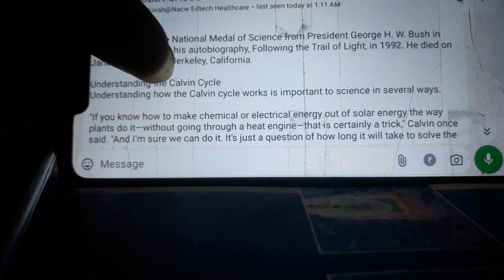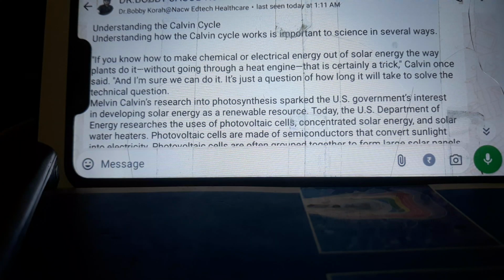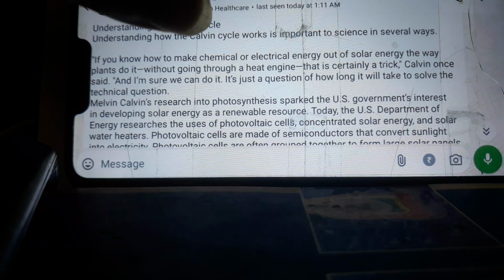Understanding the carbon cycle is important to science in several ways. "If you know how to make chemical or electrical energy out of solar energy, the way plants do it without going through a heat engine, that is certainly a trick," Calvin once said. "And I'm sure we can do it. It's just a question of how long it would take to solve the technical question."